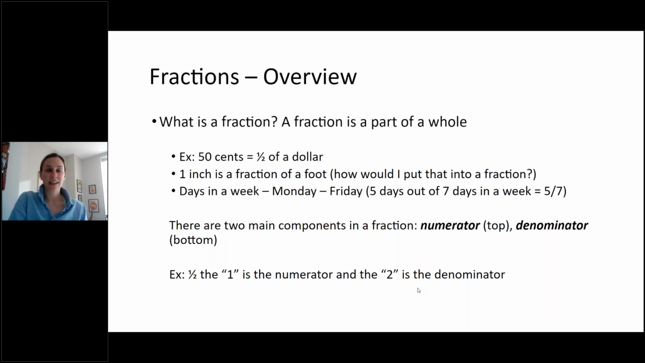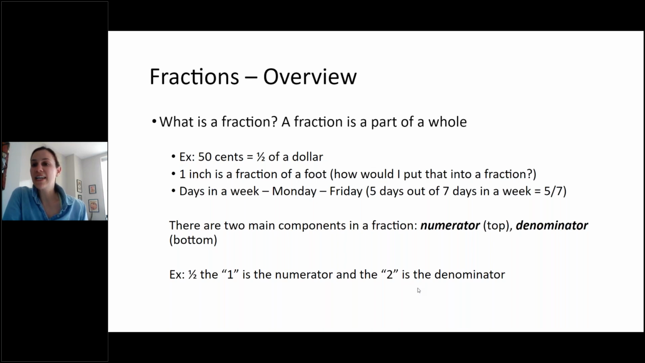So if I have 50 cents in my pocket and I ask what piece of a dollar is 50 cents, 50 cents is half of $1, a simple fraction. If I look at another example, an inch is a fraction of a foot. So if I'm measuring something and it's 3 inches, 3 inches is the piece that I'm looking at, and the foot is the whole. So the fraction is 3 out of 12 because I know that there are 12 inches in a foot.